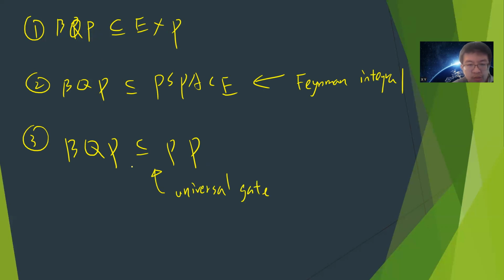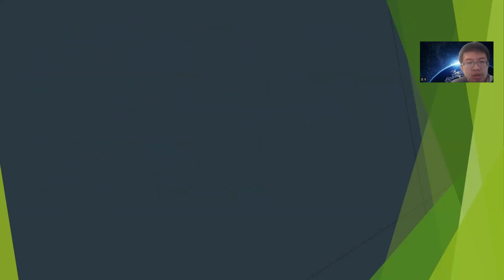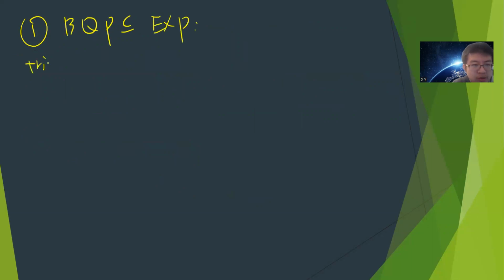And this one requires more detailed results, more technical skill. Okay, so this is our goal. Let's say the proof for this one. The first one is BQP subset of EXP. This one is trivial, right? The reason is that you can just write it down, right?